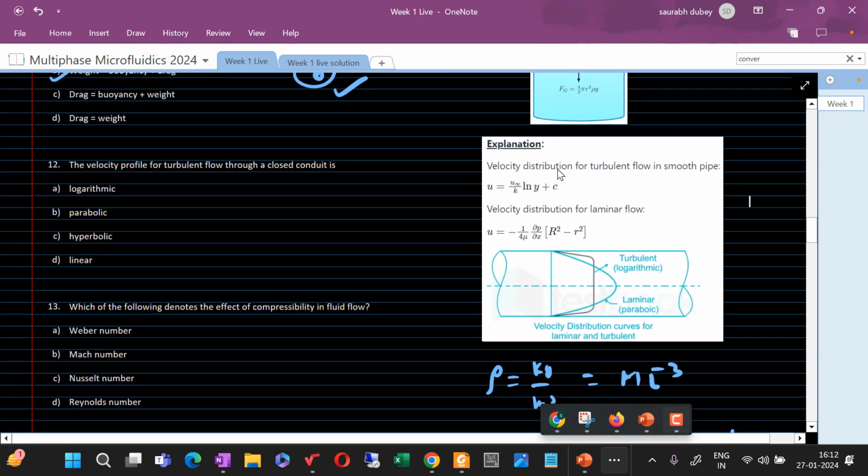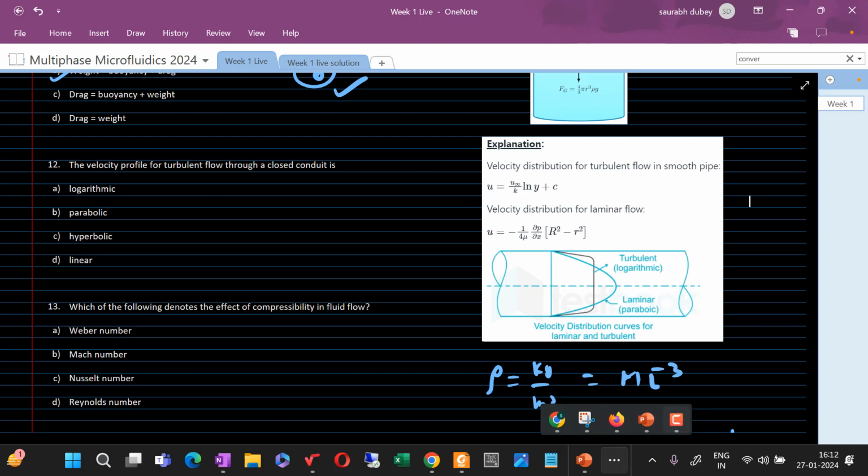And for the velocity distribution, if you consider turbulent flow in a smooth pipe, it comes out to be u infinite divided by k, ln y plus c. And this k is again roughness, and from this ln y we see that the velocity profile is logarithmic. Maybe in the upcoming lectures or in basic fluid mechanics it is there.